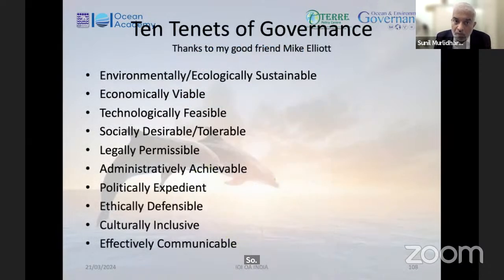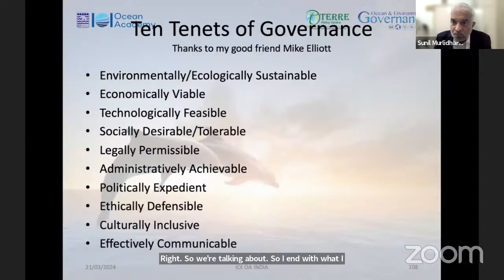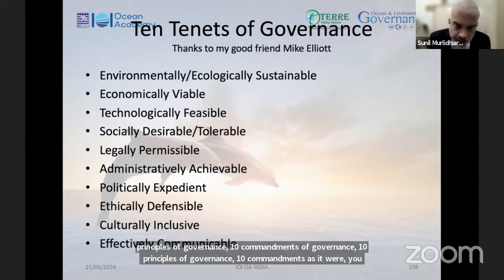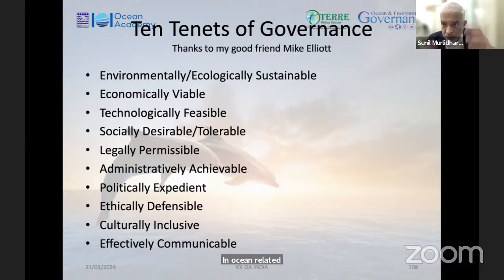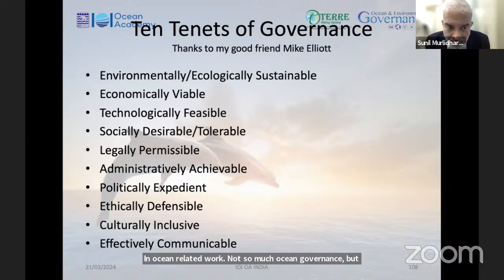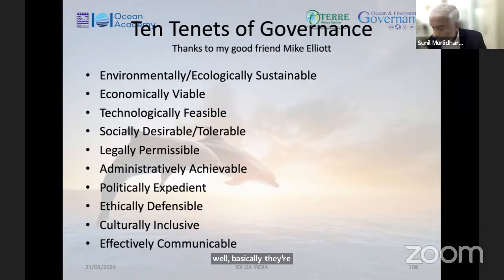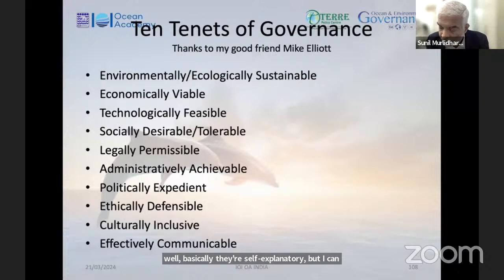So we're talking about governance. I end with what I call the 10 tenets of governance, 10 principles of governance, 10 commandments, as it were. And this is thanks to my good friend, Mike Elliott, who's a very renowned professor in ocean-related work. Not so much ocean governance, but he's more of a marine biologist, but of course, he has wide knowledge and wisdom. So he has created these 10 tenets on governance. Basically, they're self-explanatory, but I can quickly go through each one of them in 2 minutes, as it were.